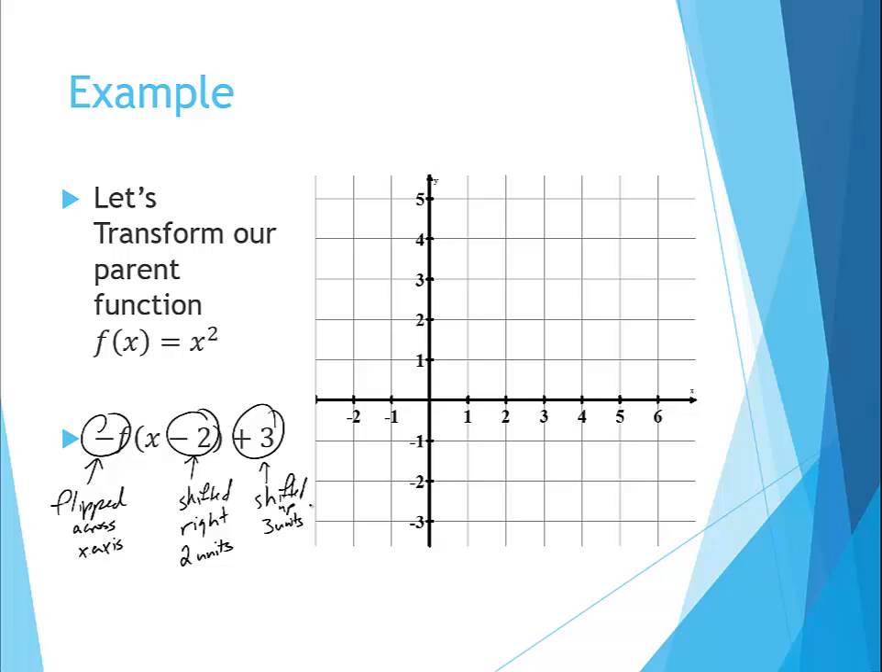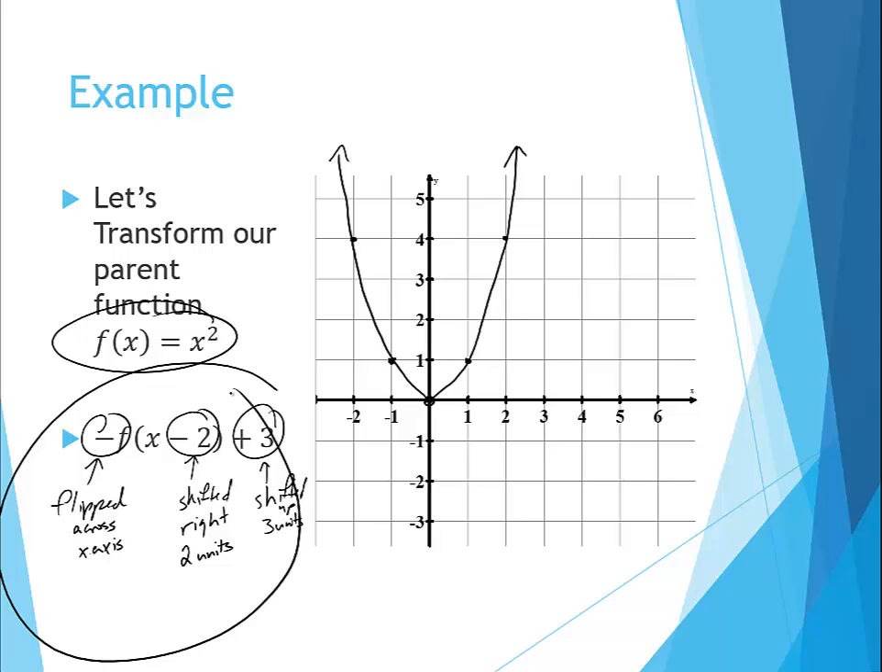So we're going to be shifting our parent function f of x equals x squared. And the points that we use for that, remember, are going to be 0, 0, 1, 1, 2, 4, 3, 9, which can't fit, so negative 1, 1, and negative 2, 4. So these points here are the points of f of x equals x squared. I didn't just randomly choose these. This is your function right here, x squared. And what we're going to do with our transformation is move all these points the way that this translation tells us to.